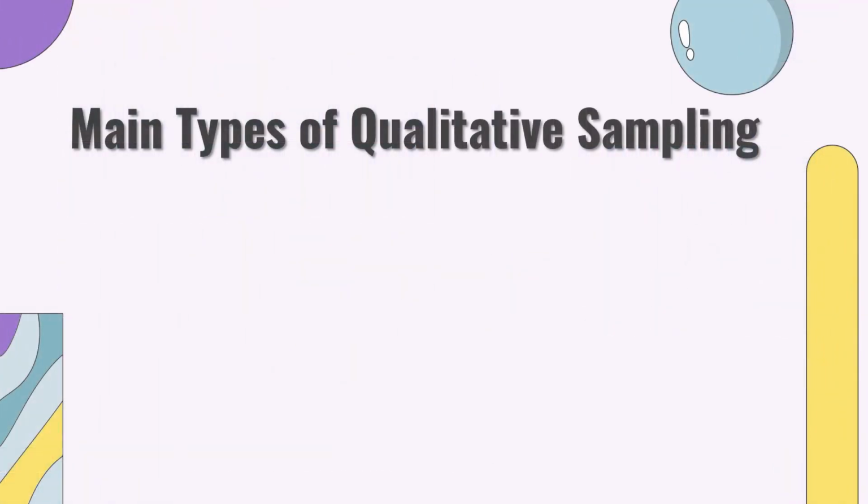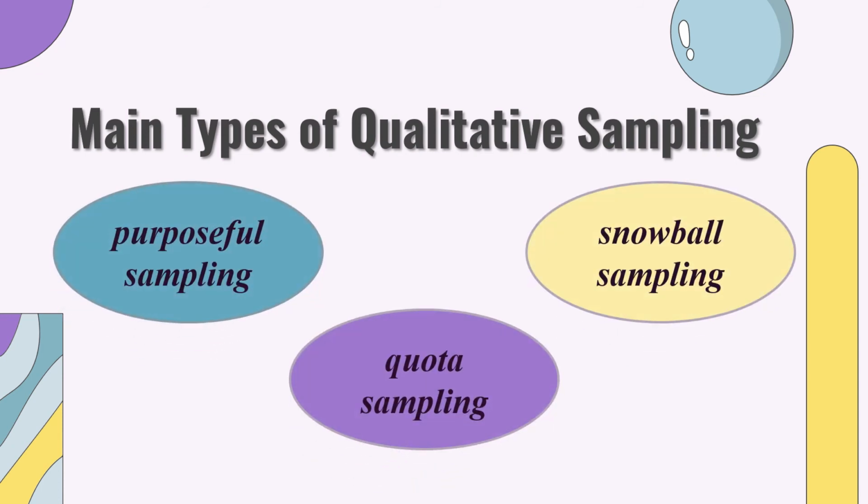There are three main types of qualitative sampling, which are purposive or purposeful sampling, quota sampling, and snowball sampling.